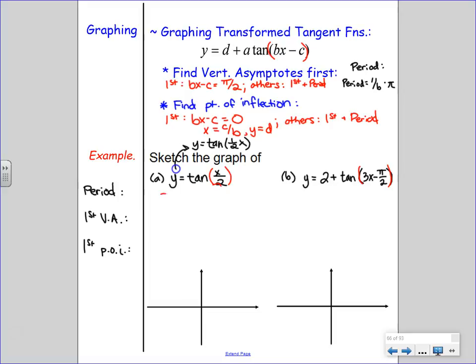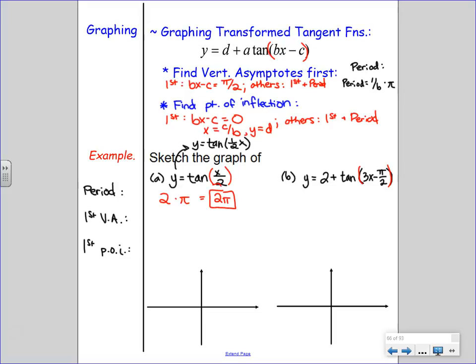But maybe, when you get to solving and doing it on your own, you think, period, 1 over b times... Tangent is who? Good. Okay. Nice. Good catch. Right? 1 over b times pi.